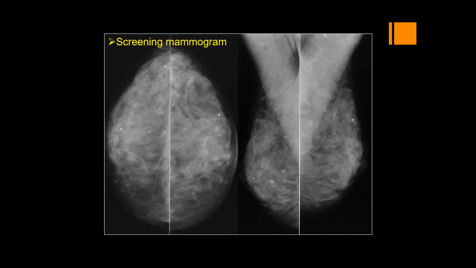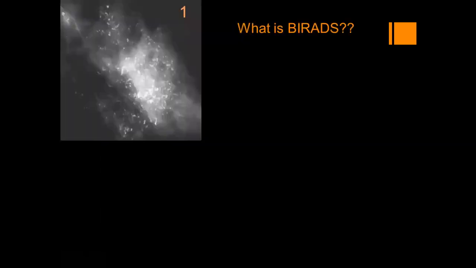And these multiple fat-containing lesions, yes. So it will be BI-RADS 2. Excellent. This is BI-RADS 2. This is steatocystoma multiplex. Multiple oil cysts, non-calcified oil cysts. Okay? What is the BI-RADS?